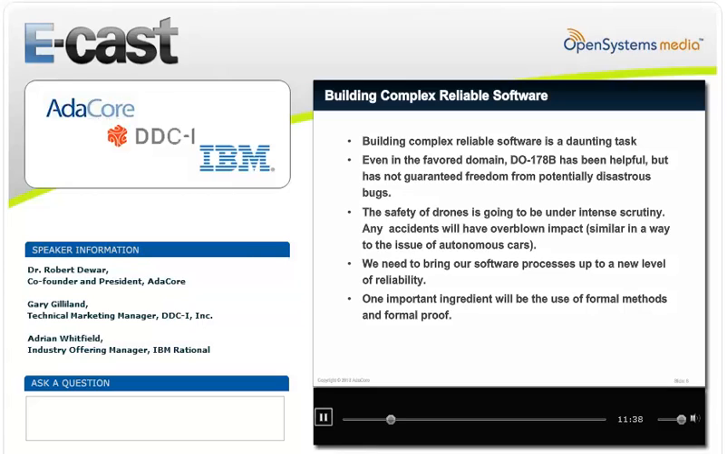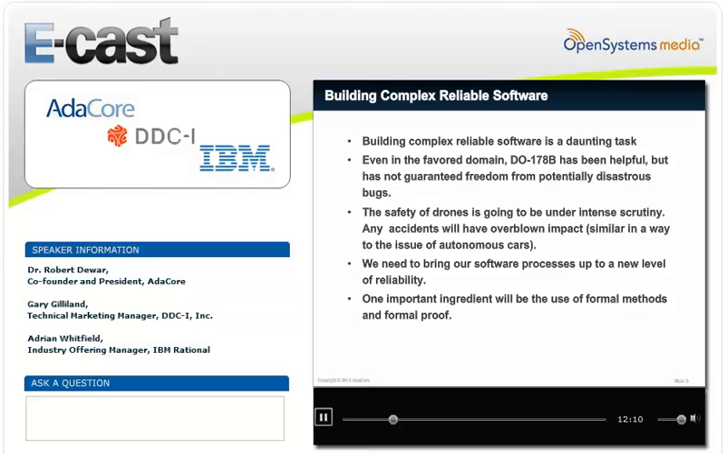So I think we have to absolutely understand that these systems cannot afford accidents. So we need to bring software processes up to a new level of reliability. And I think one important ingredient will be the use of formal methods and formal proof. You can see that we're moving in that direction. For instance, 178C is much more amenable to the use of formal methods, replacing testing in some cases.